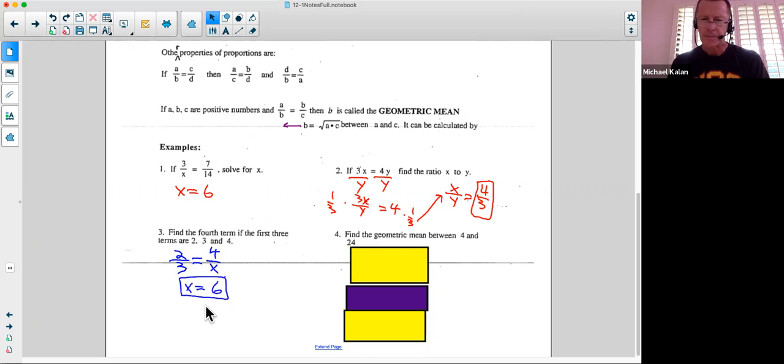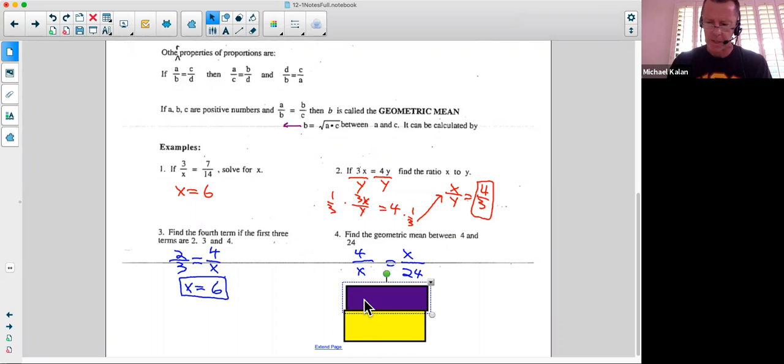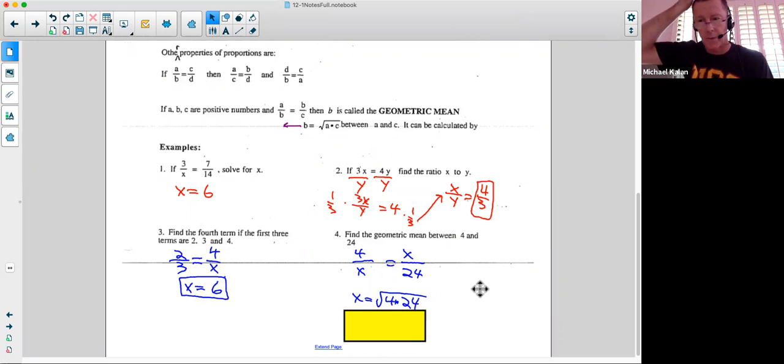X equals 6. Okay, find the geometric mean between 4 and 24. Okay, so you might just remember the formula that B, the geometric mean, is equal to the square root of A times C. Or you might set it up. Remember the geometric mean, B, is going to be the denominator of one fraction and the numerator of the other. So this would be a way of setting up as a proportion. And if you cross multiply, you're going to get what? X squared equals 96, and 96 is the same as 4 times 24.